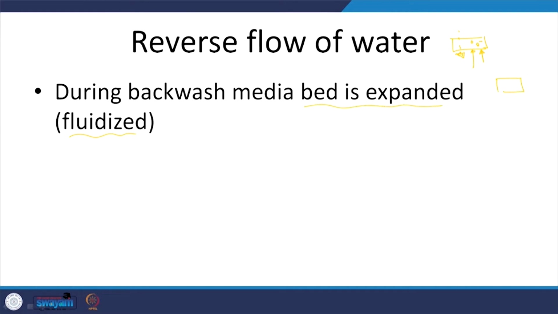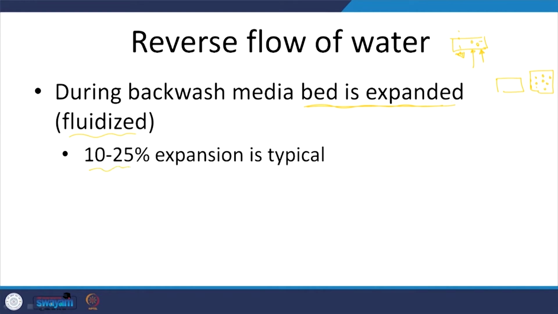Earlier it was like this and now it is going to be like this. Why? The particles which were compacted earlier, we are pushing them against gravity, so they are not going to be as compacted. So, the bed is going to be fluidized or expanded, right. And in general the total volume expansion of the bed is 10 to 25%. But one aspect to keep in mind is that the mass of the relevant media is still the same, or the volume of the actual media is still the same. The volume of the total bed is increasing, but the volume of the media is still the same.